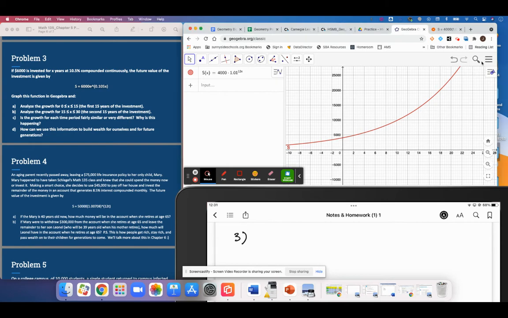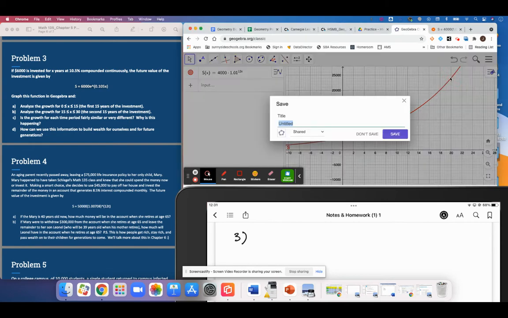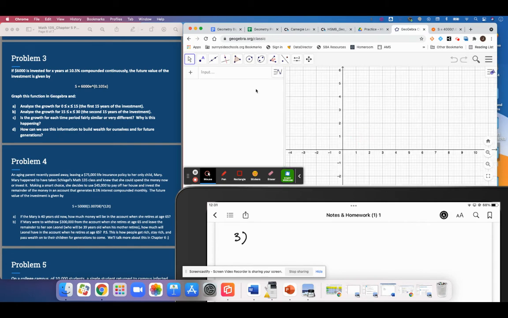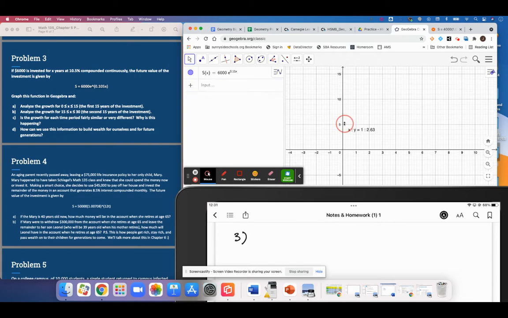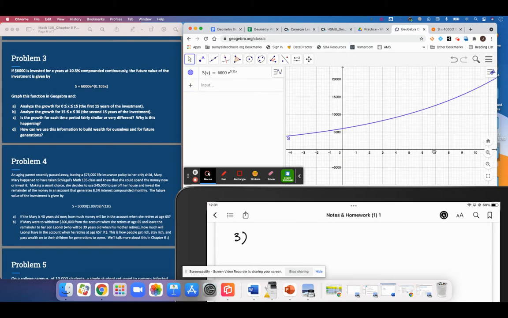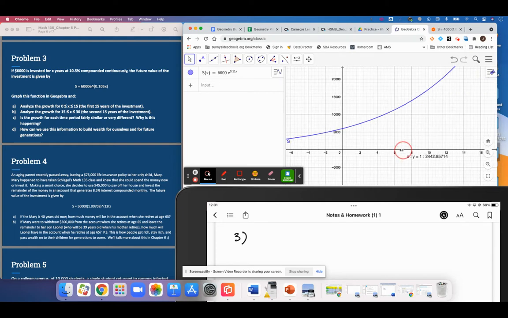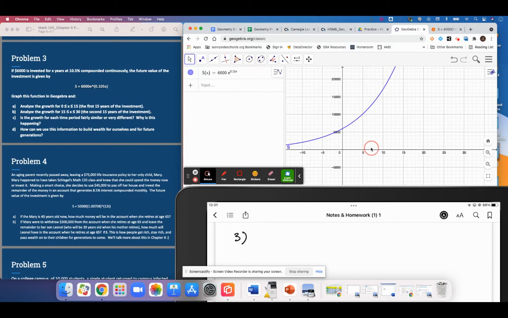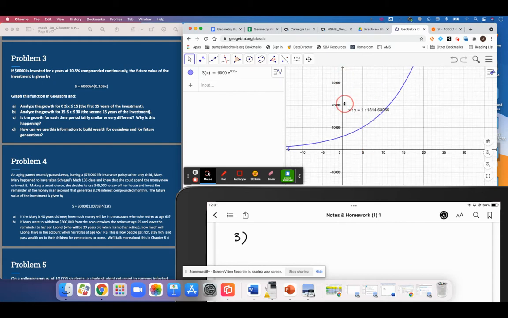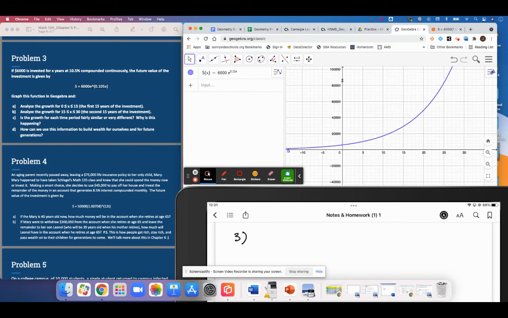So I do need a new GeoGebra screen here. And I've got my equation all set up there, again holding the shift button to pull this down until I get a graph I can see. Very good. So we are asked to look at the first 15 years here and compare it to the next 15 years. So we'll be looking at 0 to 15 and then from 15 to 30.